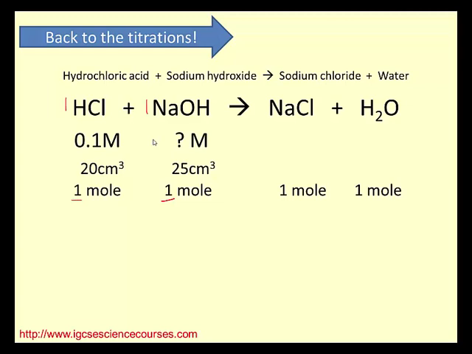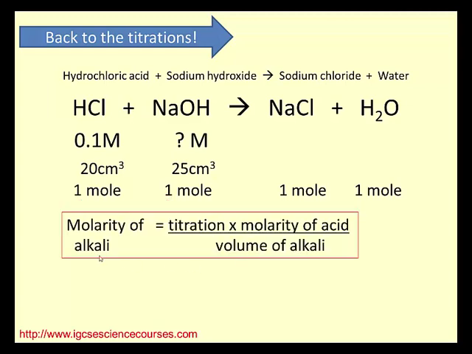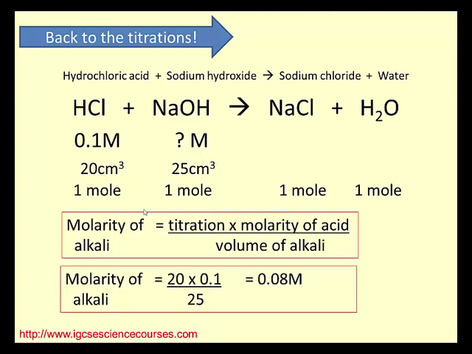Okay. Now, this is the equation we need. Molarity of alkali, this is what we don't know here, equals the titration that we do know, which is here, times the molarity of acid we know, which is here, divided by volume of alkali we know, which is here. So we've got everything we need to work out the molarity of alkali. So here we are. All we do, we put the figures in.